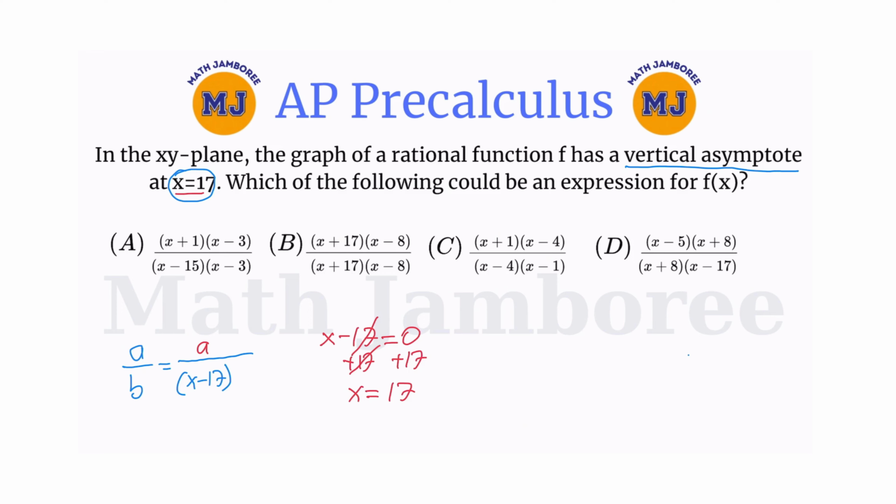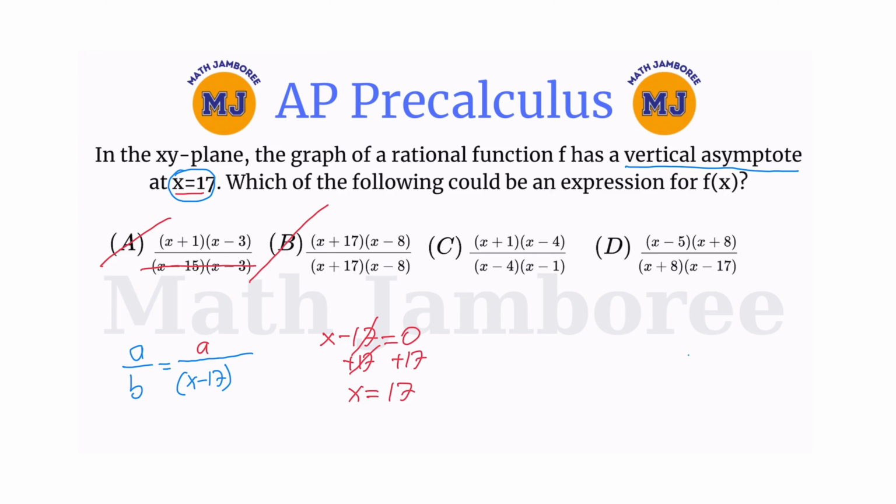When you look at choice A, this denominator didn't have x minus 17 in it. We can go ahead and eliminate choice A. Choice B has x plus 17 in it. When you solve for 0, this becomes x equals negative 17, which is the vertical asymptote, and it doesn't work for us then.